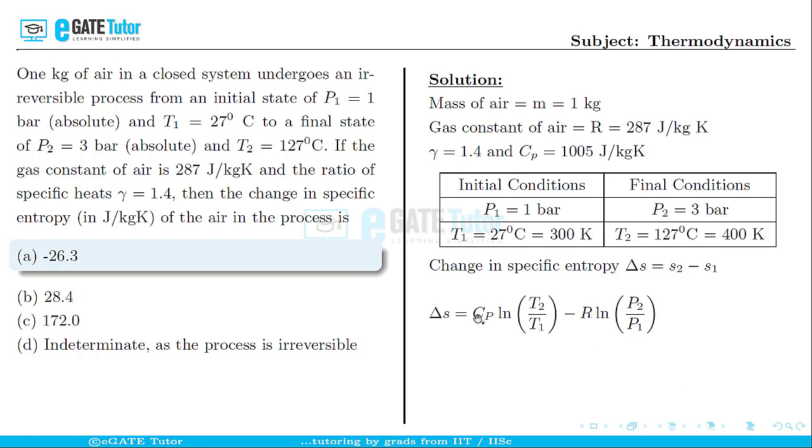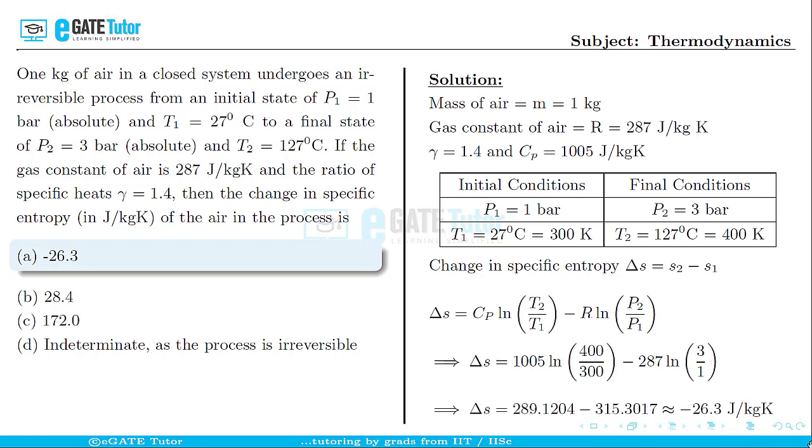We know the value of Cp, which is 1005. We know the value of T2, which is 400 Kelvin. T1 is equal to 300 Kelvin. We know R is equal to 287. P2 is equal to 3 bar and P1 is equal to 1 bar. Just substitute all the values, and simplifying that will give us specific entropy as minus 26.3 joule per kg Kelvin.